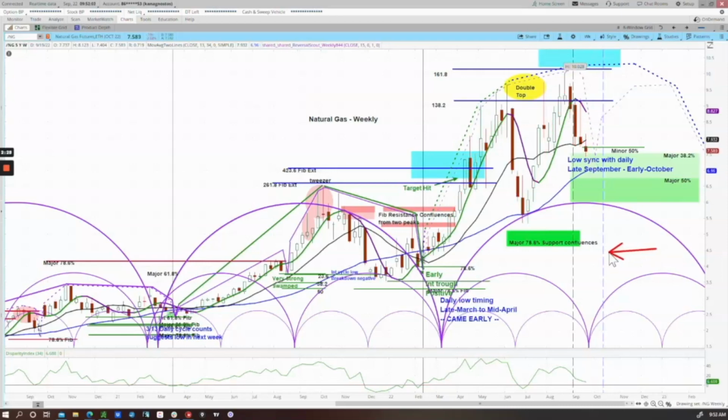We have these blue vertical dashed lines that form the weekly cycle timing window. They're a period of time around this ideal cycle low, when we expect this minor half cycle and minor quarter cycle to form the low, and then for natural gas to begin moving up into this next rising phase. Now that period of time is from September 5th to October 14th.